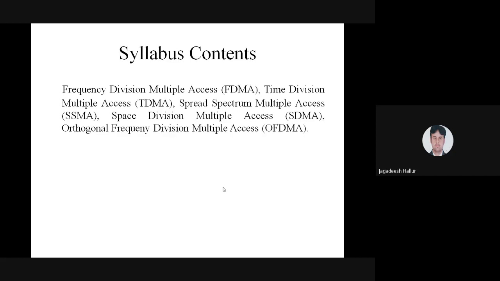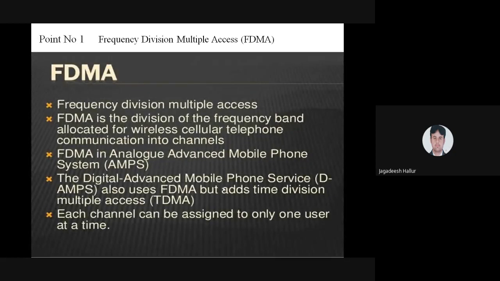These are some of the contents to be covered in unit number 3. You have already studied these points in your diploma: frequency division, time division, code division and space division. I think you have not studied space division, that is OFDMA, you can study. You start with point number 1, frequency division multiple access. As I told you, the frequency has to be divided among the individual users.